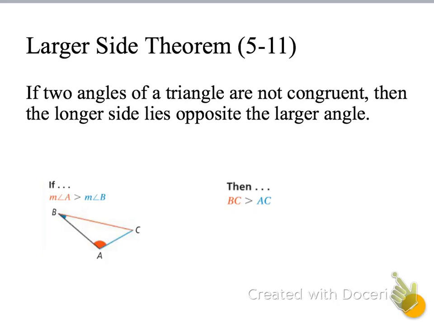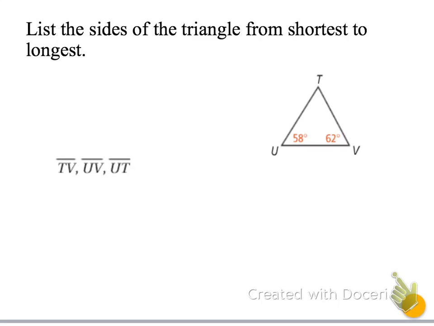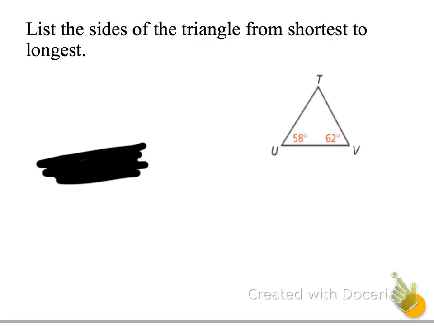Largest side theorem. If two angles of a triangle are not congruent, so now we're talking about the angles, not sides, then the longer side lies opposite the larger angle. So it's basically the same thing except reversed. We're talking about angles and the side being the longest. So list the sides from shortest to longest.